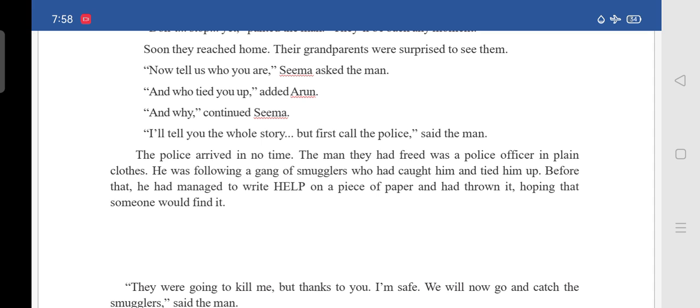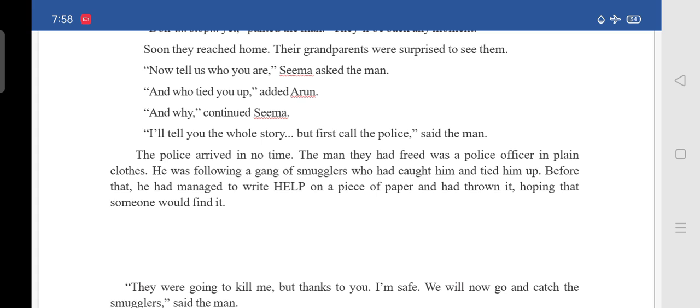"I'll tell you the whole story, but first call the police station," said the man. So, hearing the questions of Seema and Arun, that man was telling them, "I will tell you the whole story, but before that, first call the police station." So, that man was asking Seema and Arun to call the police station before knowing the whole story.